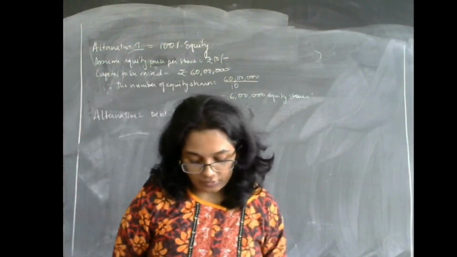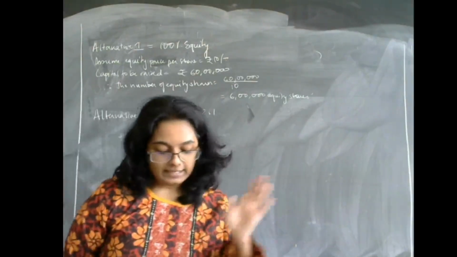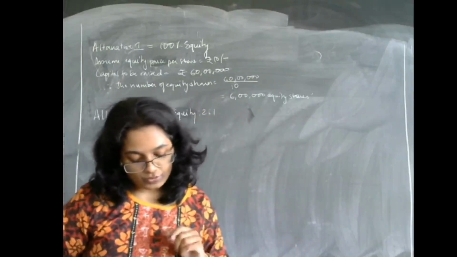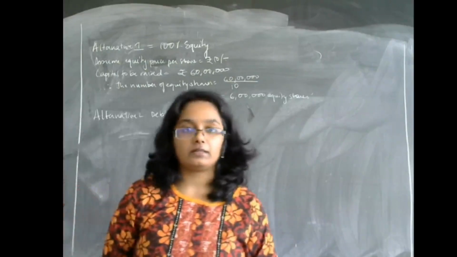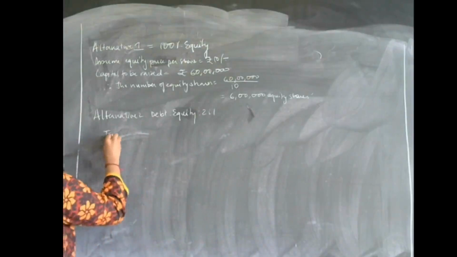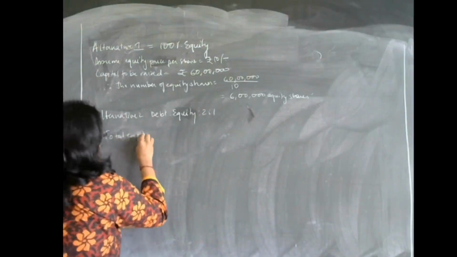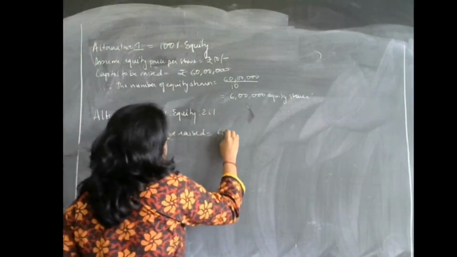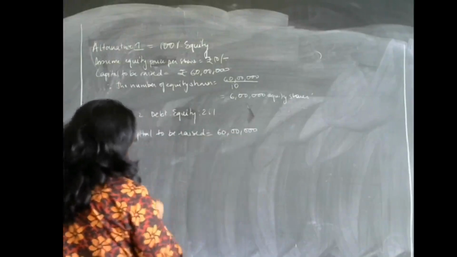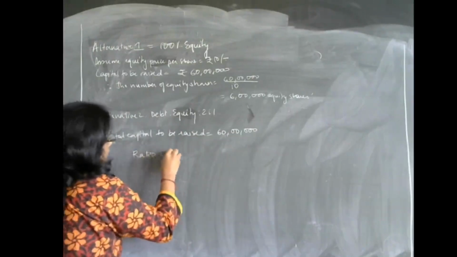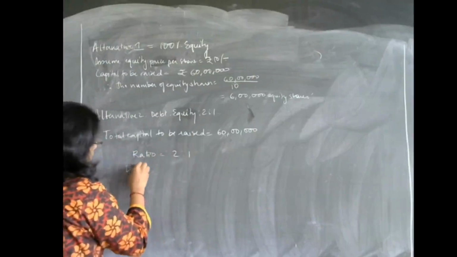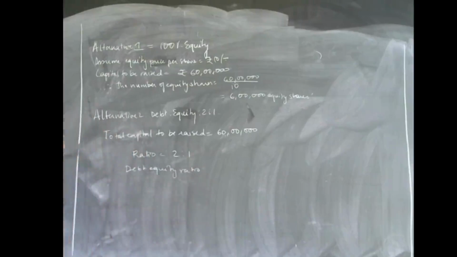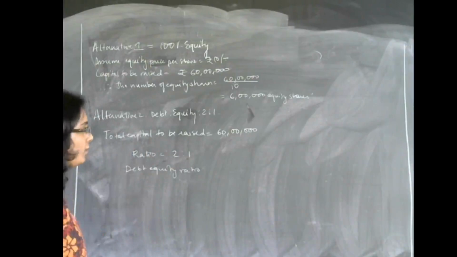Then moving on to the second alternative, where you have to raise debt and equity in the ratio of 2:1. So you have to raise debt and equity in the ratio 2:1. So let us find out that. So total capital to be raised, ratio 2:1. This is debt equity ratio. So debt equity ratio is 2:1.